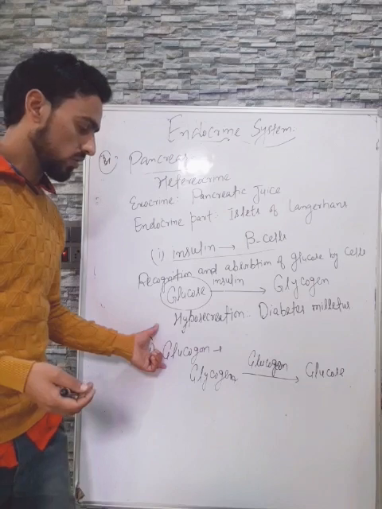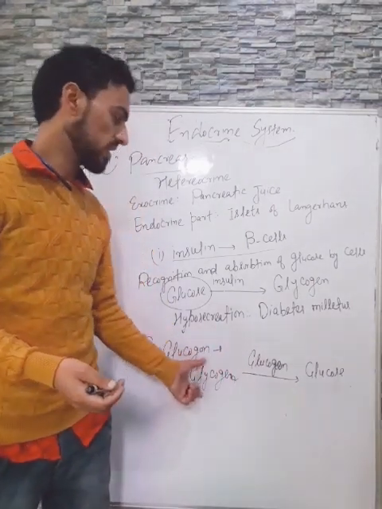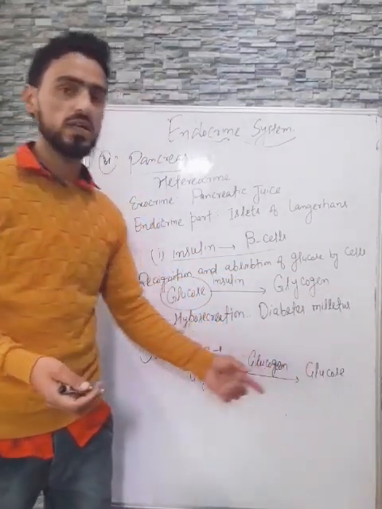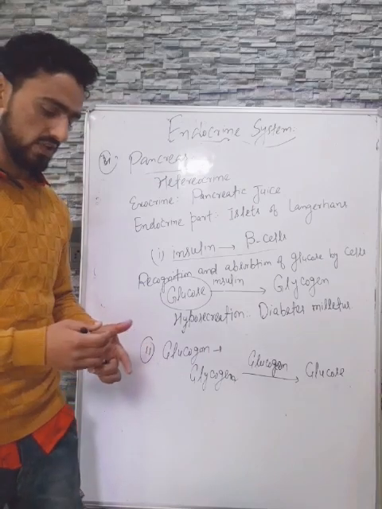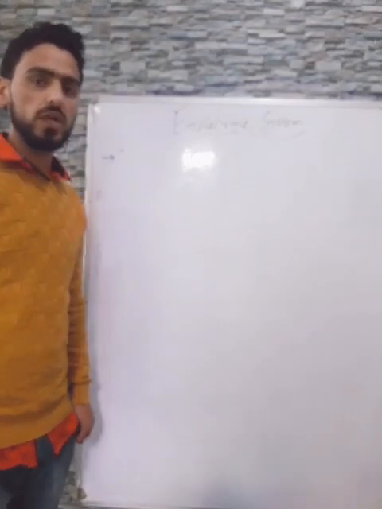After that, glucagon helps in the conversion of the storage form, the glycogen, into glucose at times of need, whenever there is a deficiency of glucose in our blood. This much about the pancreas. Next we are going to start the next endocrine gland.